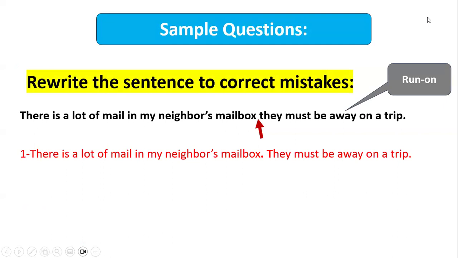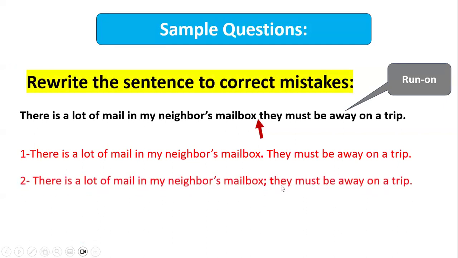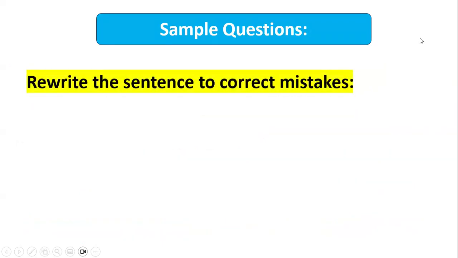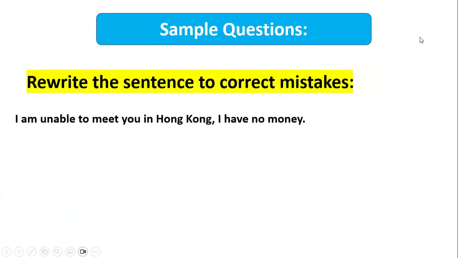Okay, fine. Another way is to, again, use a semicolon and then a small letter. Okay, and this is fixed. Or I can, again, use one of the fanboys words, a coordinating conjunction, comma, so. There is a lot of mail in my neighbor's mailbox, comma, so they must be away on a trip.